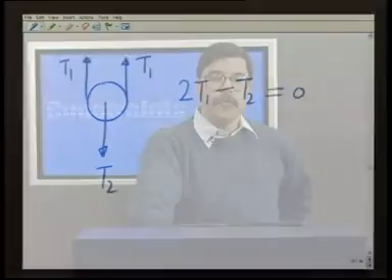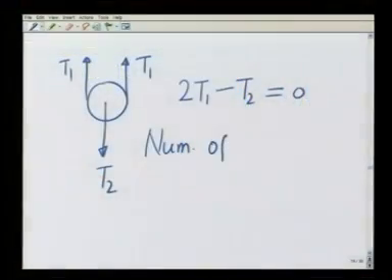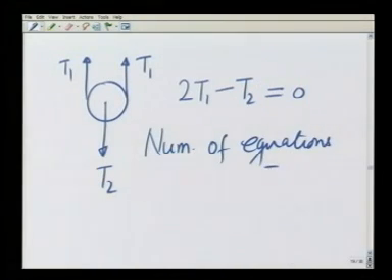You see, I have gotten 4 equations of motion. So number of equations is 4. How about the number of variables?